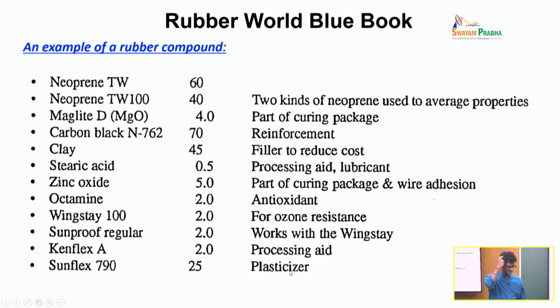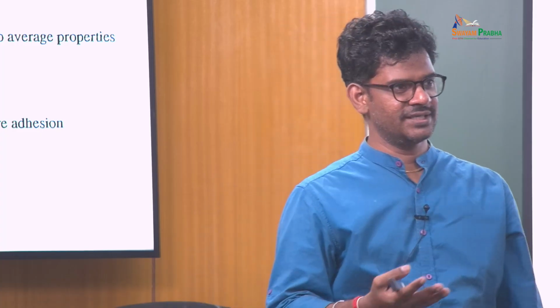So you can see that it is not one single compound, right? It's basically a mixture of many things. This is just one representative example. If you look at some other application, let's say you want to make a rubber for your shoe or something, it would have a different composition. Like I said, this is a reference book which you can refer to find the typical composition of various materials.